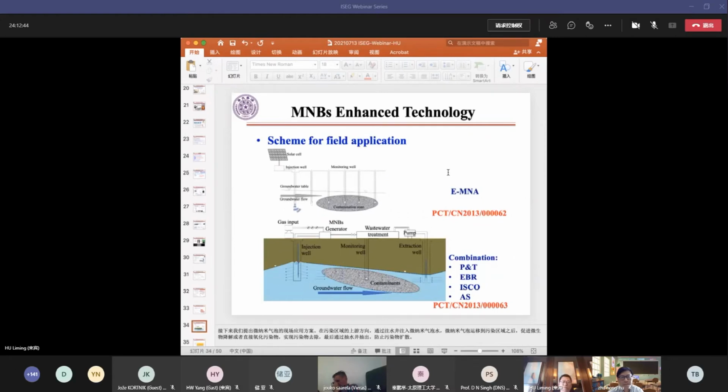So we developed field application schemes for different kinds of contaminated sites. For a lightly contaminated site, we can use it in situ or as enhanced monitored natural attenuation. For a severely contaminated site, we can combine it with pump and treat and air sparging technology to clean up the site very quickly.